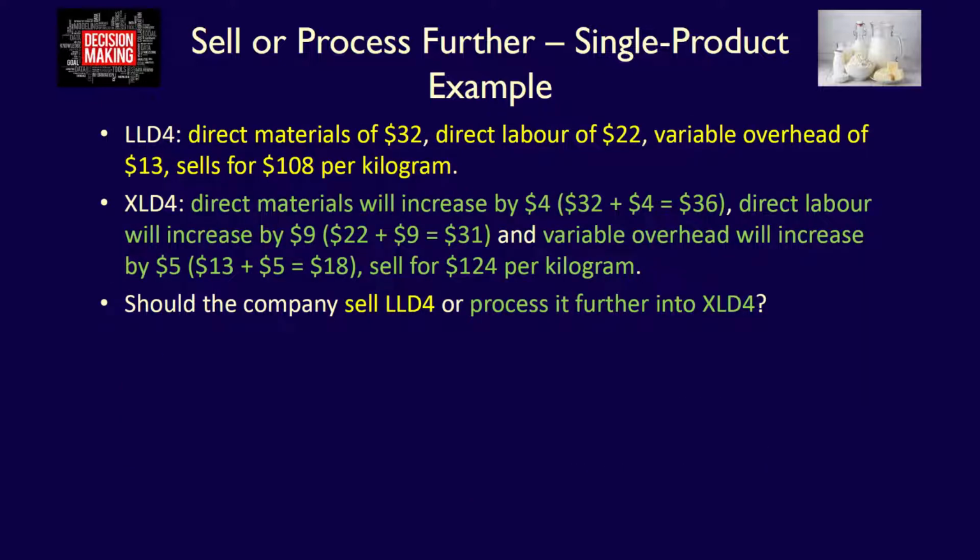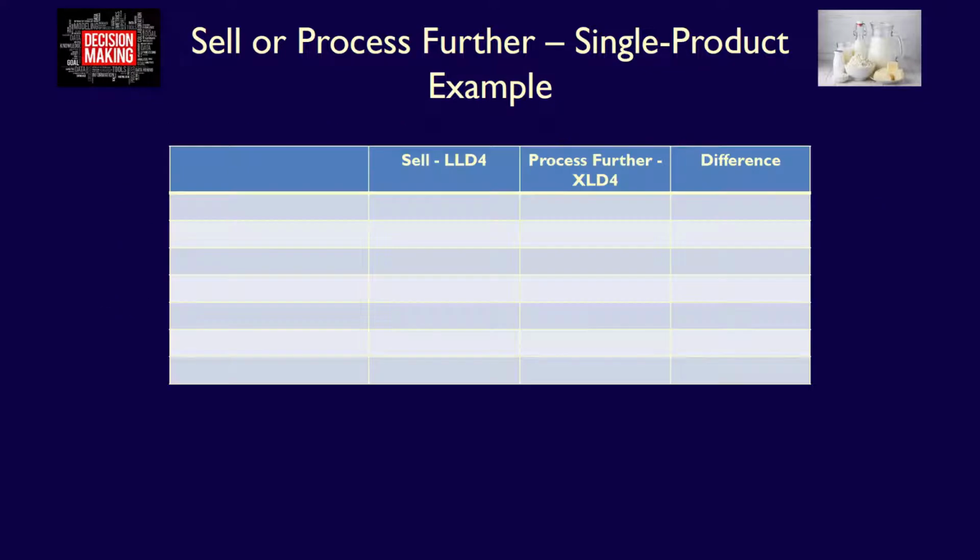We now have all the relevant revenues and costs. We can move on to step 3, compare the relevant revenues and costs to determine the difference. Our quantitative analysis. We'll use the chart format with column 1 as the description, column 2 as the sell as LLD4, column 3 as the process further into XLD4, and column 4 as the difference between the two alternatives. We'll calculate the difference as the sell minus the process further.